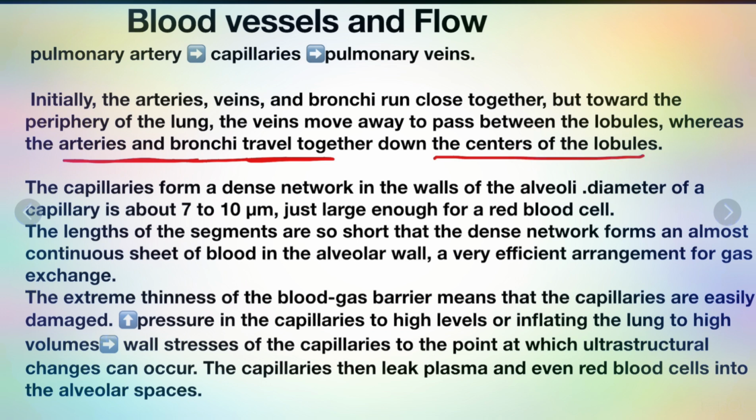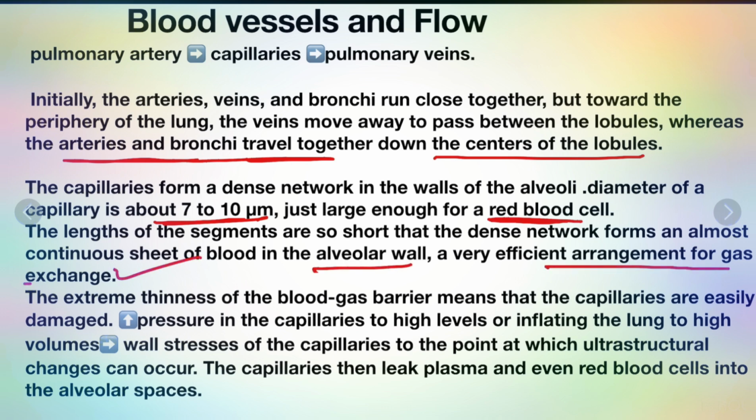The capillaries form a dense network in the wall of the alveoli. We have already discussed that the diameter of a capillary is around 7 to 10 micrometers, just large enough for a red blood cell. The length of the segments is so short that the dense network forms an almost continuous sheet of blood in the alveolar wall, a very efficient arrangement for gas exchange.